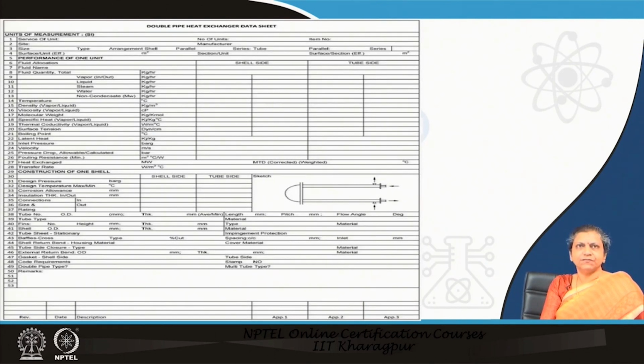This, I do not think, is very clear to you. This is a typical double pipe data sheet, where all the inputs are given, and for the shell side and tube side, all the details have to be put in. You can look at this; we will upload this particular data sheet, so that you can see for yourself what a typical data sheet for a double pipe heat exchanger looks like.